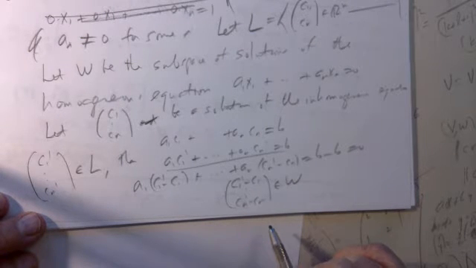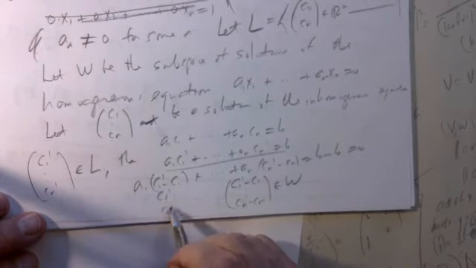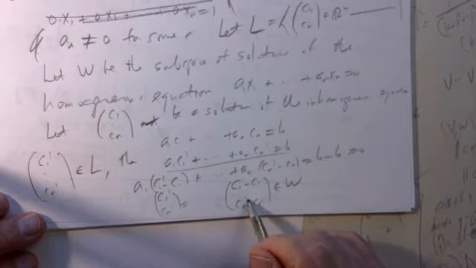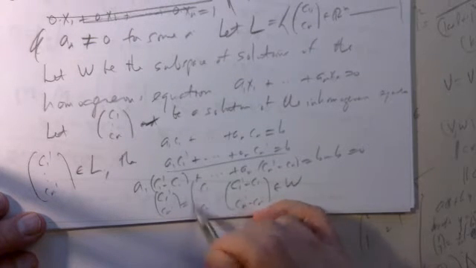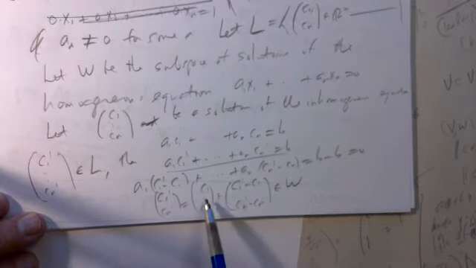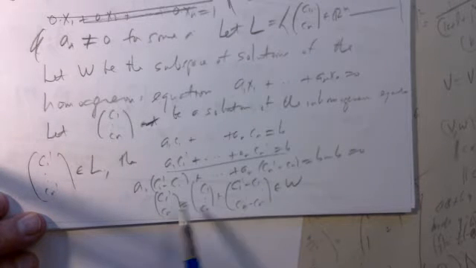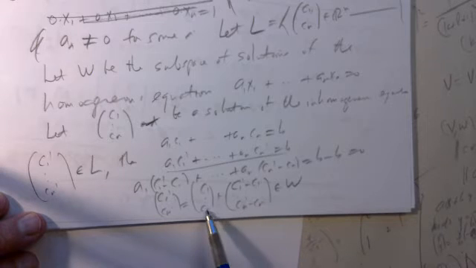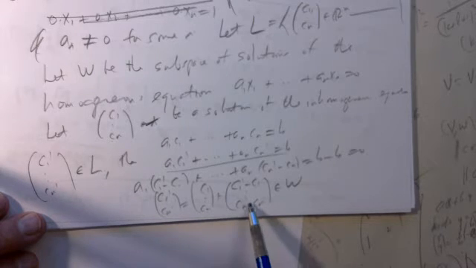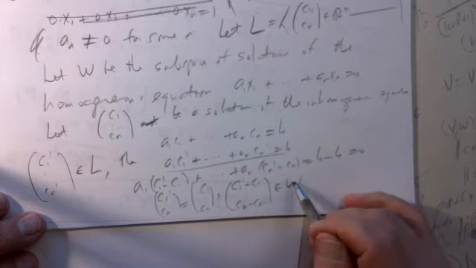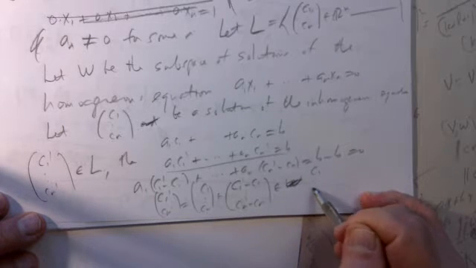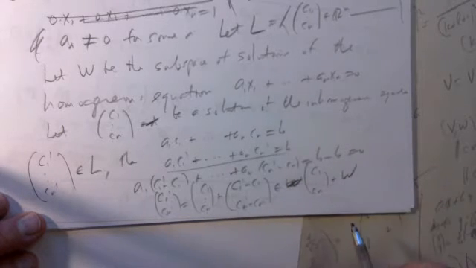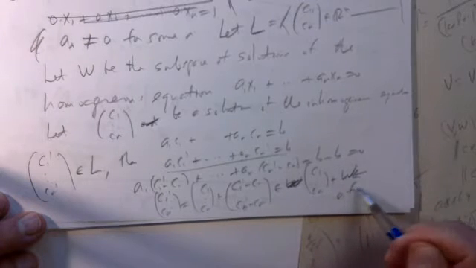And c1 prime to cn prime is exactly this vector plus c1 down to cn. Right, this is just c1 plus c1 prime minus c1. So every vector that's a solution is equal to a fixed vector plus something in W. So this is in c1 to cn plus W. This is an affine subspace.